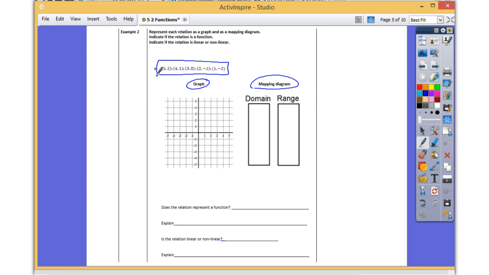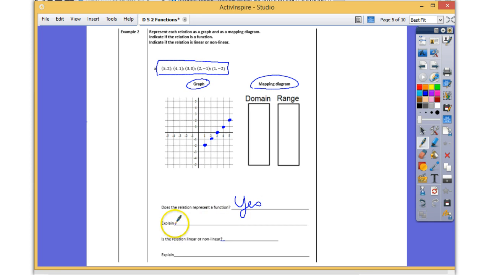So get all these coordinate points on the graph. We've got 5 and 2. 4 and 1. 3 and 0. 2, negative 1. 1, negative 2. You do not need to connect them at this point. So we have that. By looking at the graph, can we answer this question? Does the relation represent a function? Yes or no? Yes, it is a function.